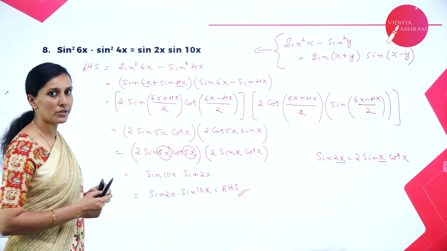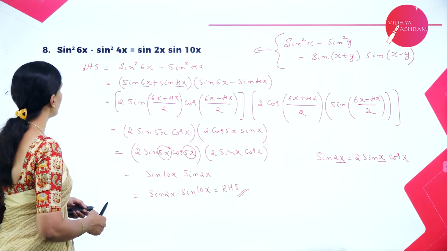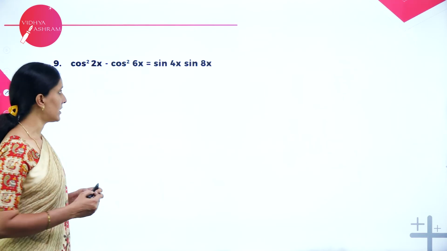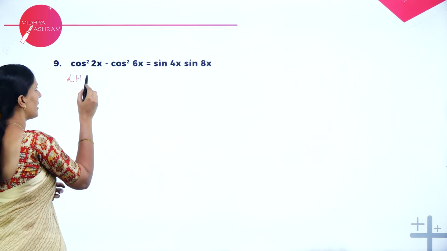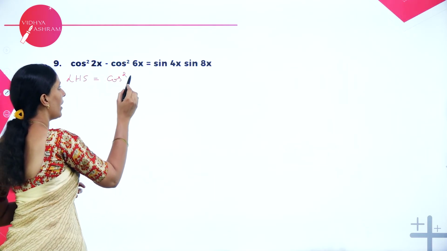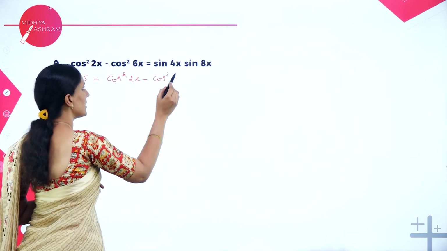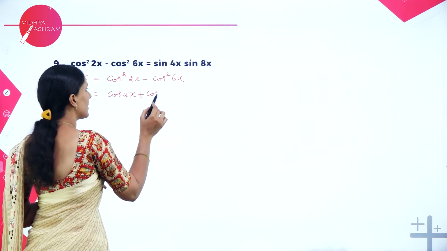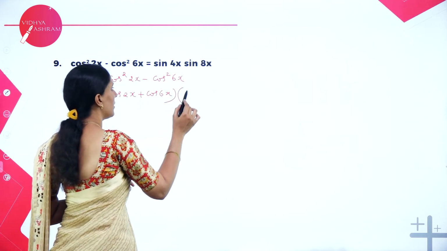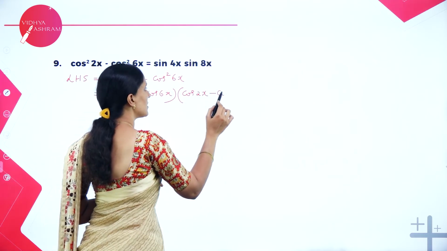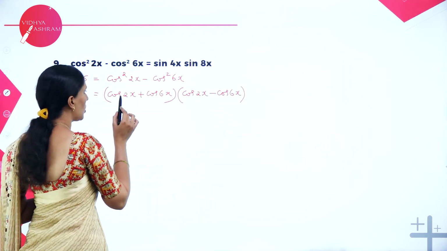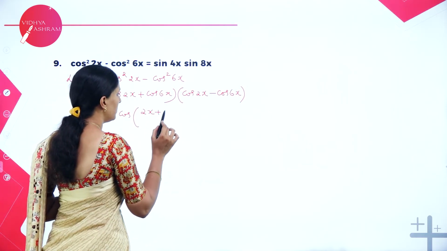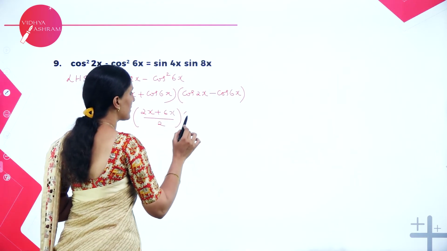And this is the solution using the transformation formula. Next, cos square 2x minus cos square 6x is equal to sin 4x sin 8x. So again, let me consider the left hand side here. We have cos square 2x minus cos square 6x. So this can be written as cos 2x plus cos 6x and cos 2x minus cos 6x. So using the cos x plus cos y form, we will get 2 cos of x plus y by 2 and x minus y by 2.